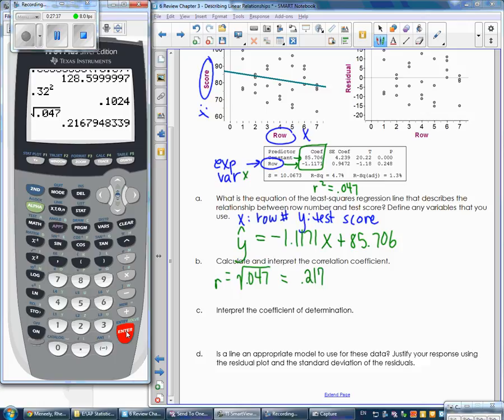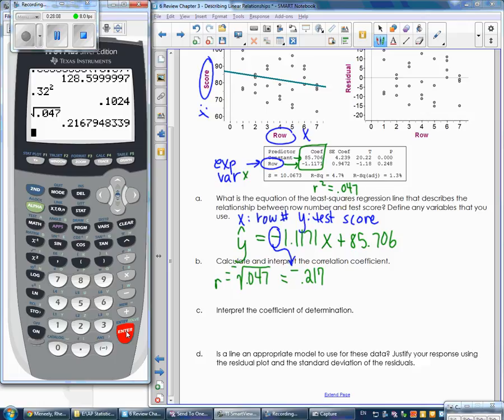Now, when you take the square root of r squared, you're always going to come up with a positive number. So it's up to you to determine whether the correlation coefficient is positive or negative. There are a couple things you can look at. If you look at the original graph, the line is decreasing, which gives you a clue that there's a negative association, so your r value should be negative. Another way is to look at your slope. If your slope is negative, then your correlation coefficient has to be negative.